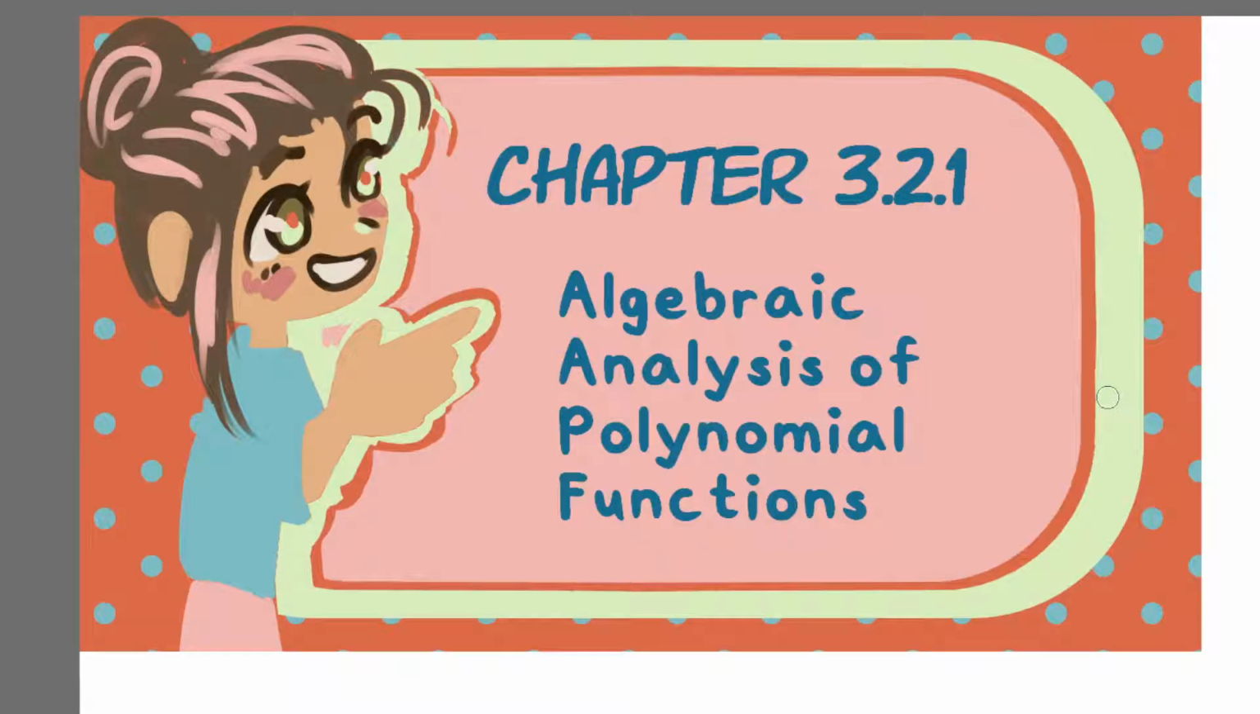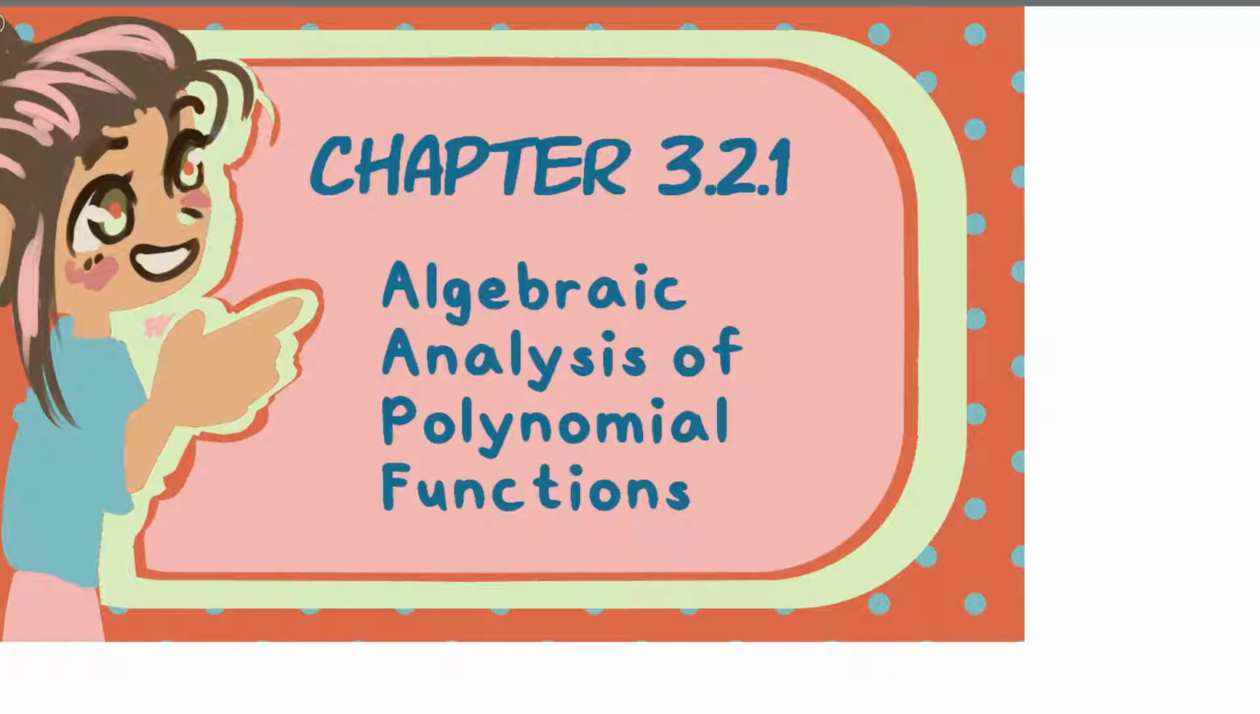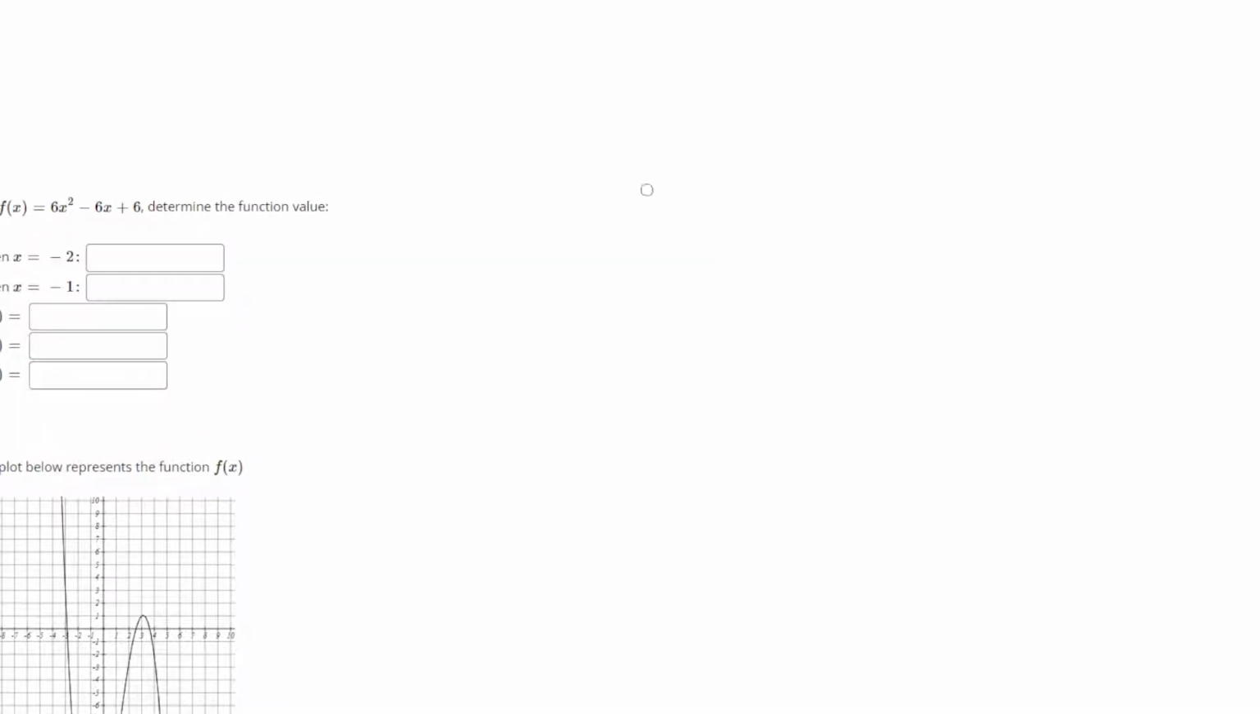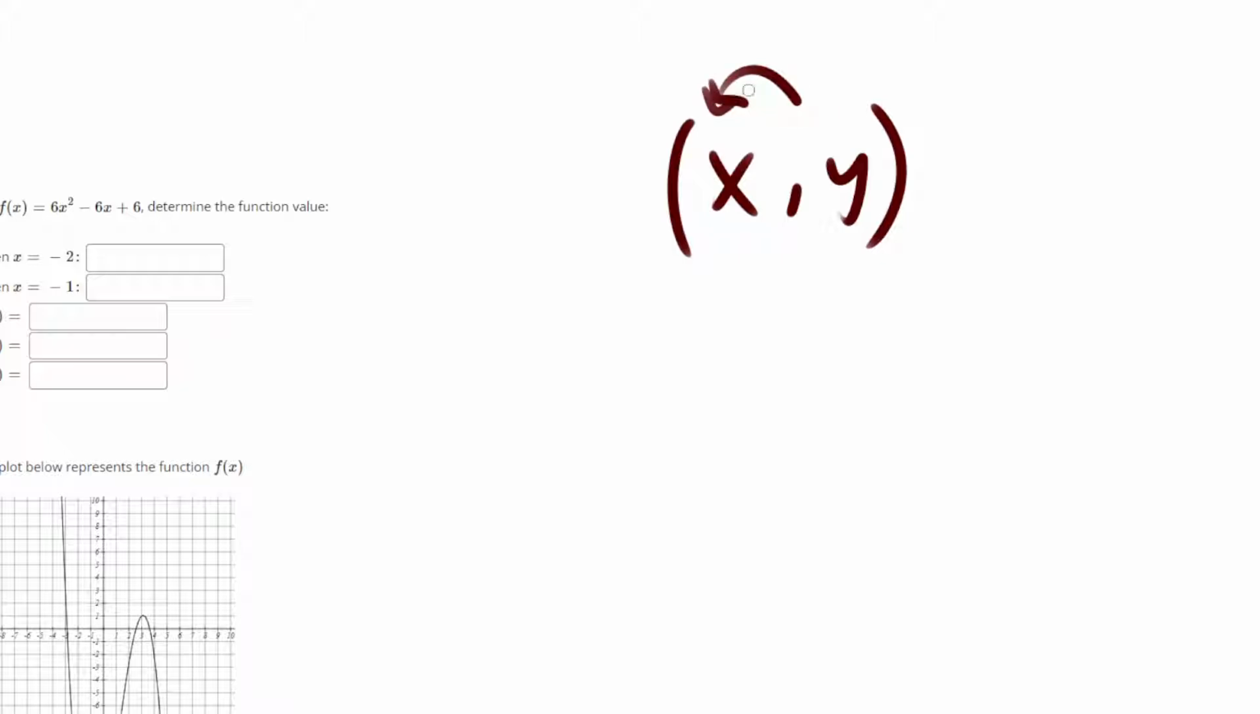Hi, so today in this video we're going to be covering chapter 3.2.1, which is an algebraic analysis of polynomial functions. Now, hopping into it, there are a few things to know. Number one is we've covered this type of thing before. I don't remember the exact chapter, but a lot of this we're going to be talking about inverses. And basically an inverse is when you swap the x's and the y's.